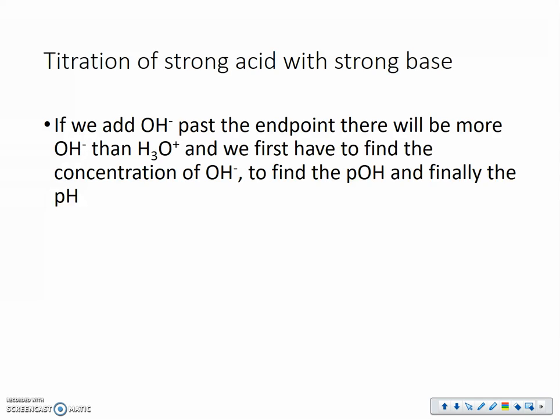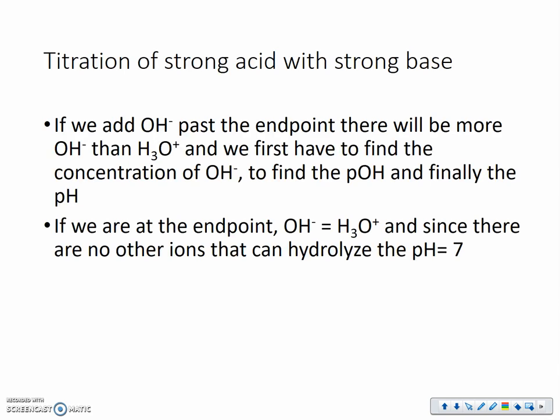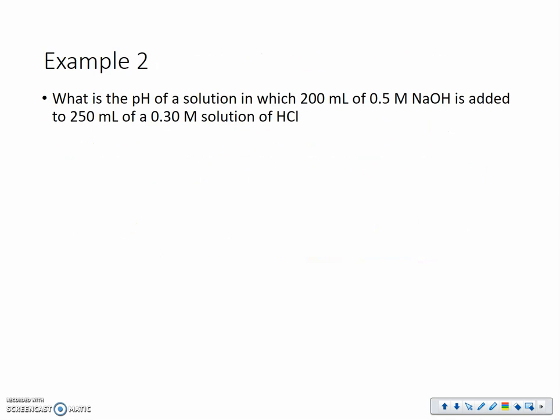Okay, so if we were to add excess of hydroxide, that means all of the H3O+ would be used up, and we would have extra OH. We would work it out pretty much the same way. We would find the concentration of the OH after all of the ones that have reacted, find the pOH, and then the pH from there. If we are at the end point where the two things are the exact same, everything is going to react and form water, so the pH is just going to be neutral.